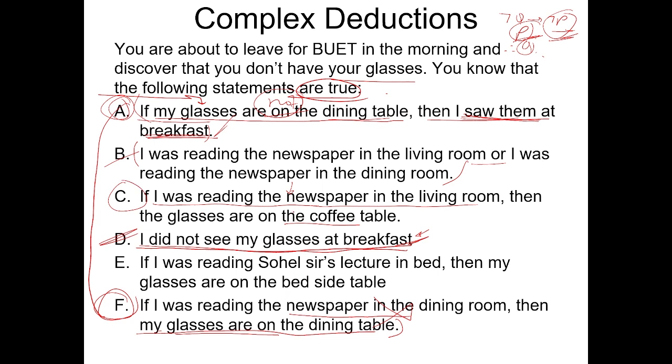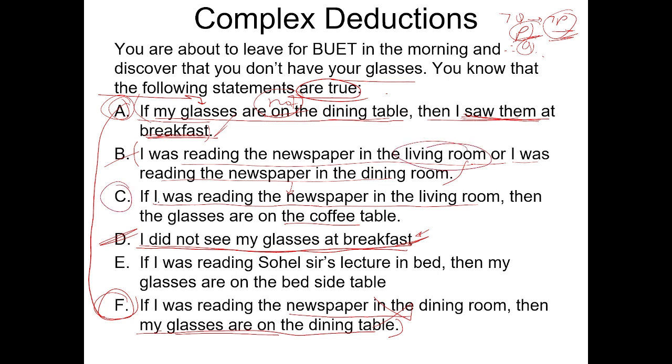No, don't look at C now. Look at B now. I was reading the newspaper in the living room, or I was reading the newspaper in the dining room. But from what we saw previously, you did not read the newspaper in the dining room. So it must be that you were reading it in the living room.